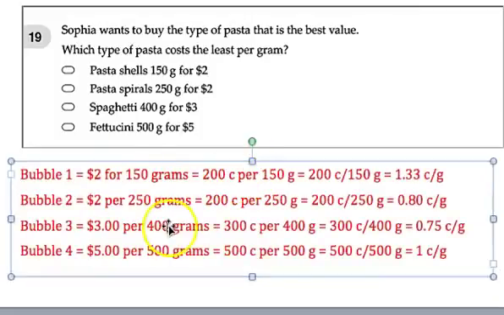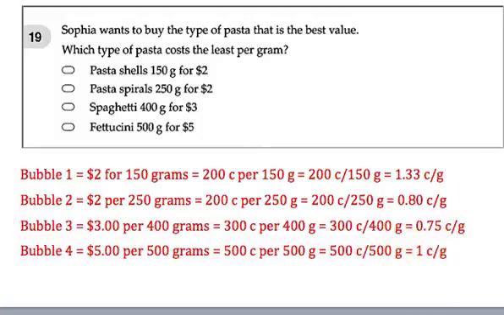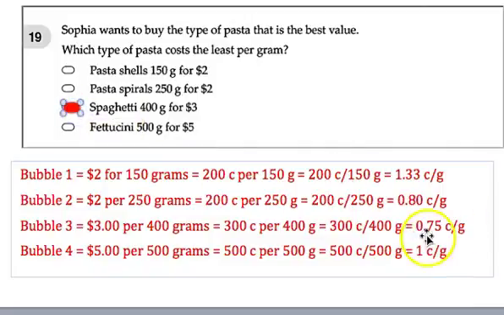And then we continue with bubble 3 and 4. We've got $3 per 400 grams, or 300 cents per 400 grams. 300 divided by 400 is 0.75 cents per gram. And the last one ends up being $5 for 500 grams, which is 500 cents for 500 grams. You divide your 500 by 500 and you get 1 cent per gram. Now, that is one way to do it. We tend to do it that way in year 8, actually. So the cheapest one there will be the 0.75 cents per gram, which is that one. There is another way that we can do this.